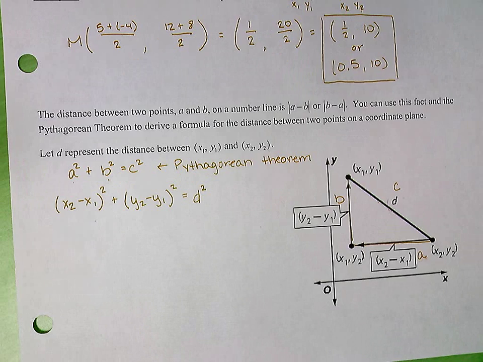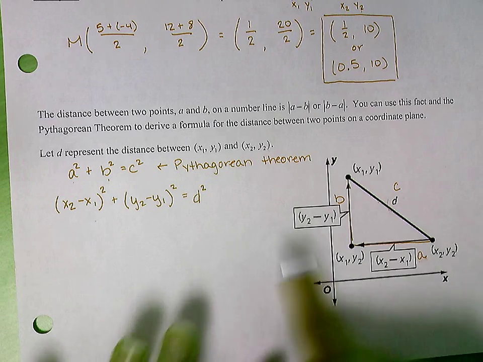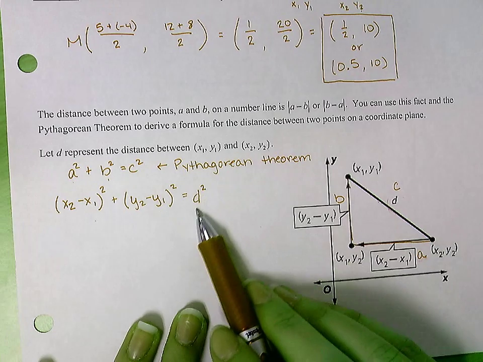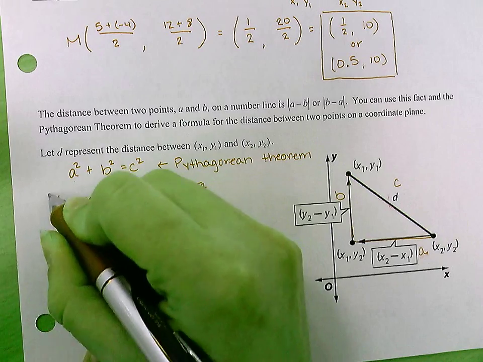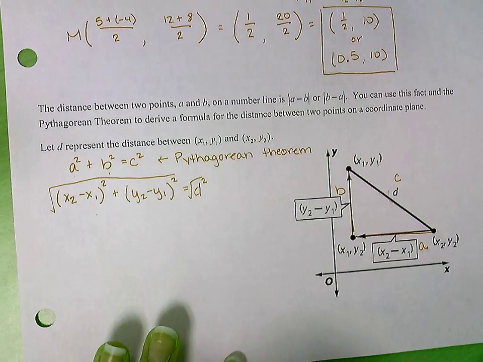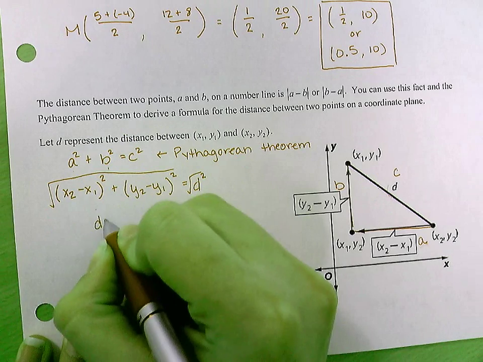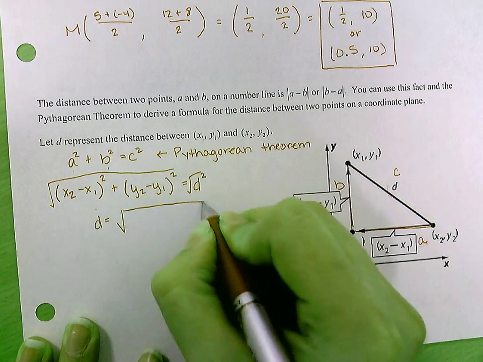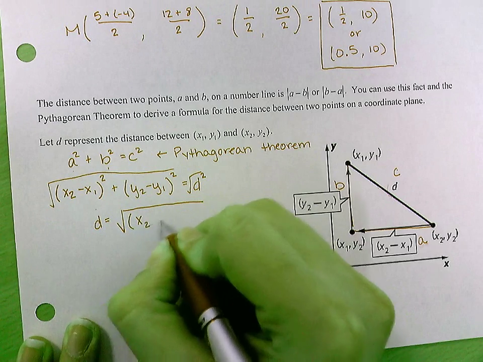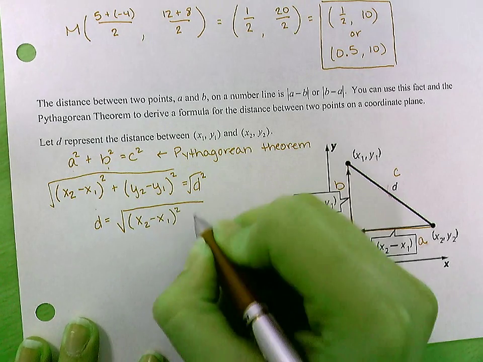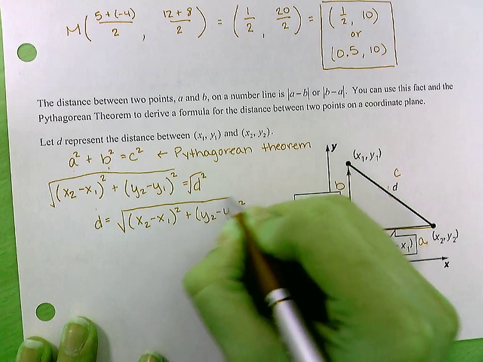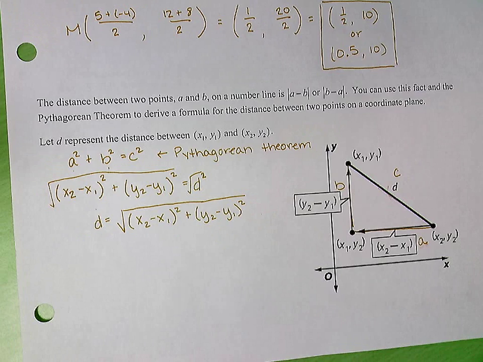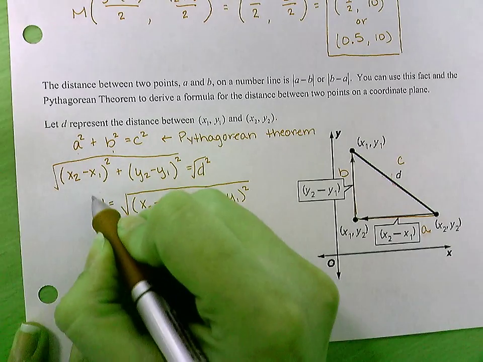Now if I wanted to find that distance, that would be this length. So I would want D by itself. To do that, you would take the square root of both sides. So your distance is equal to the square root of x sub 2 minus x sub 1 squared plus y sub 2 minus y sub 1 squared. That's how you derive that distance formula. This is the formula we are going to use.